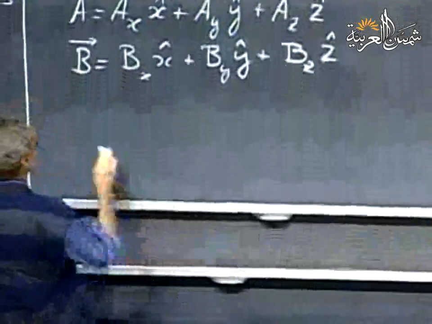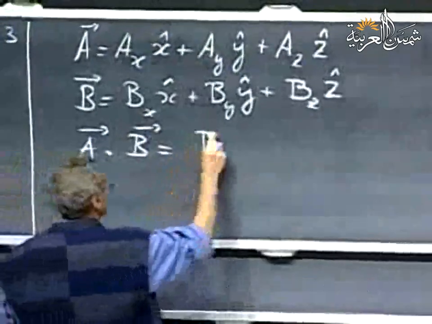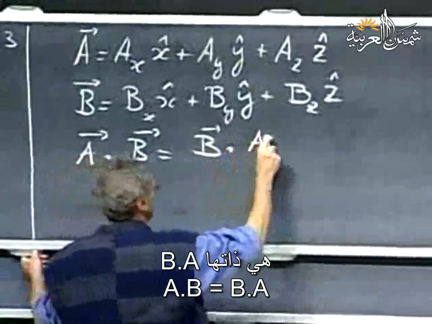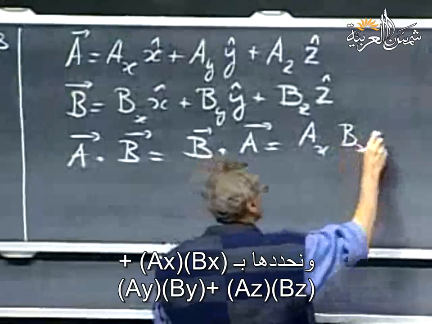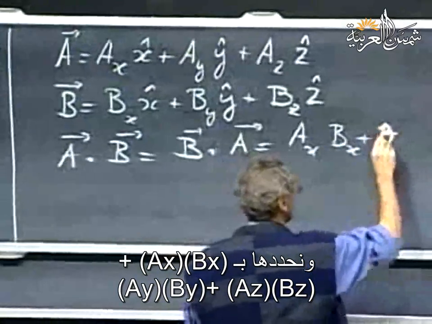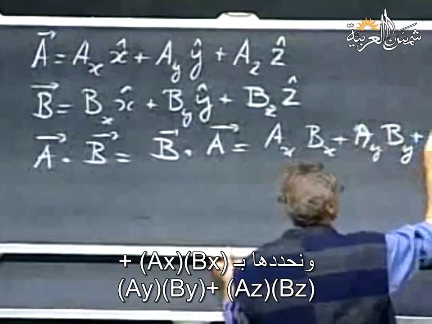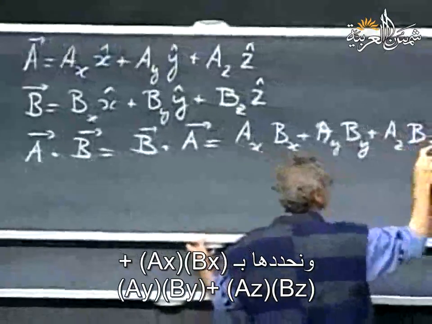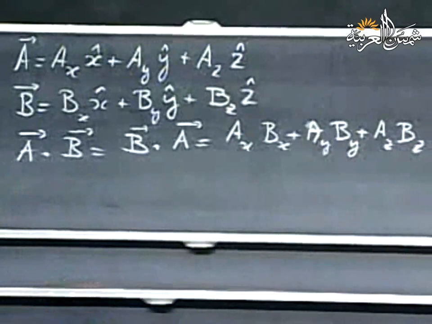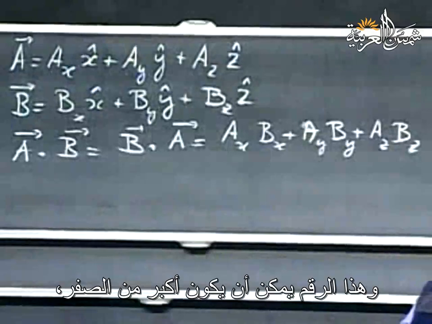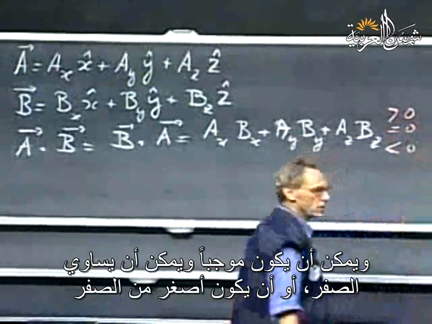Now the dot product, A dot B, also called the scalar product, is the same as B dot A, and it is defined as AX BX plus AY BY plus AZ BZ. It is a number. It is a scalar, it is a simple number. And so this number can be larger than 0, can be positive, it can be equal to 0, it can also be smaller than 0.